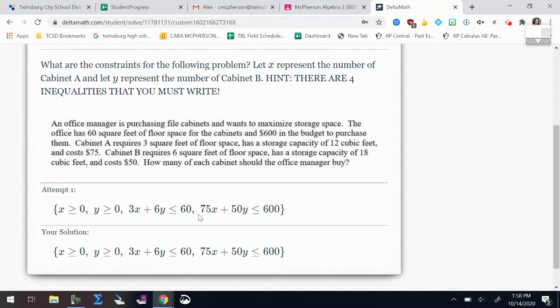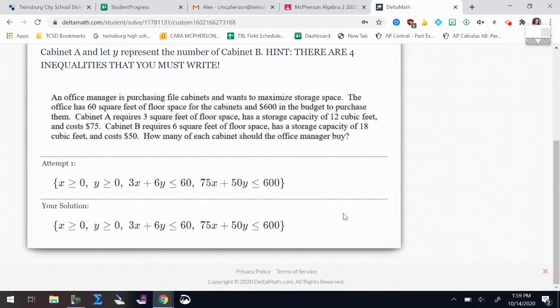So I have 60 feet of floor space. So 3x plus 6y has to be less than or equal to 60. And I have 600 in the budget. So 75x plus 50y is less than or equal to 600. Nope, that's right. I think there's just the way that it was typed in. So that's what you're doing for that one.